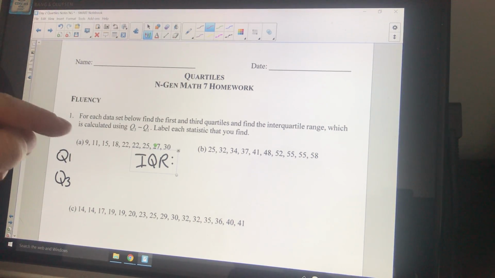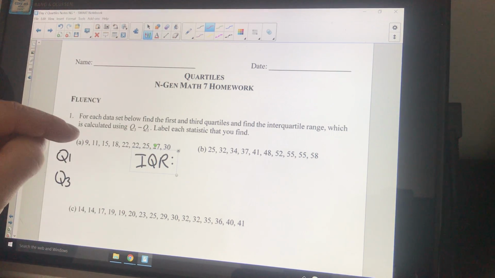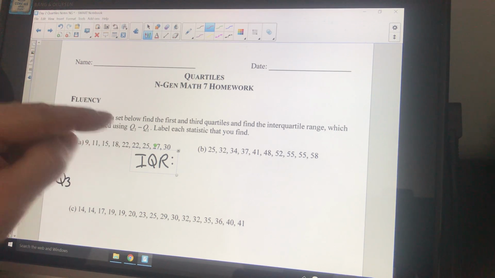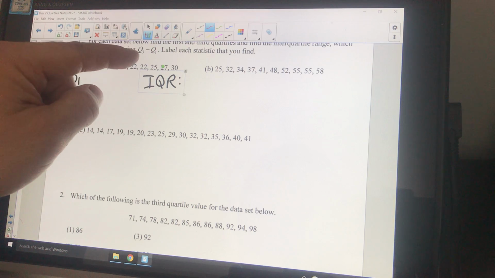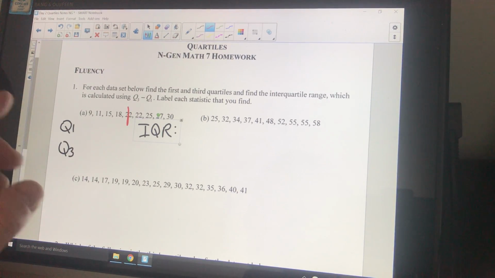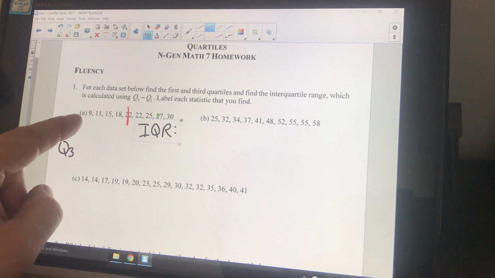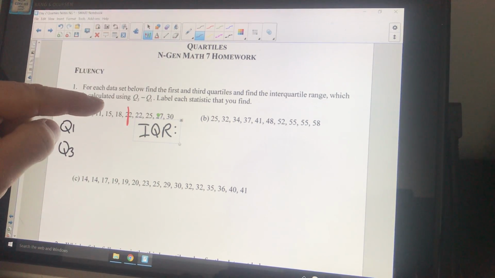First, I need to find the median. So 1, 2, 3, 4, 5, 6, 7, 8, 9. There's nine values in this set. 1, 2, 3, 4, 5 is going to be the middle one. So that 22. Okay, so I'm not going to use that 22. Now I'm going to try to find the lower quartile. So 1, 2, 3, there's 4 values. I need to find the one that's in the middle.